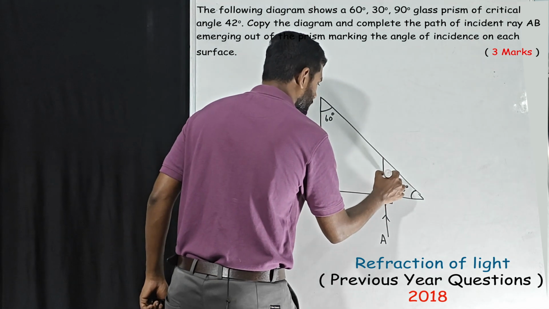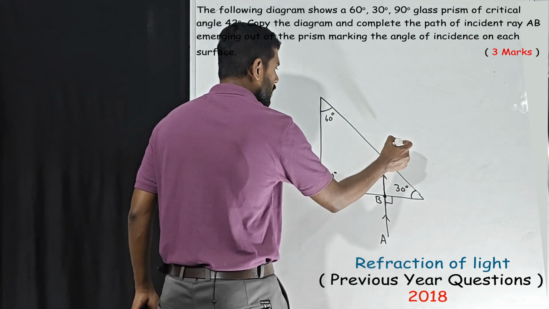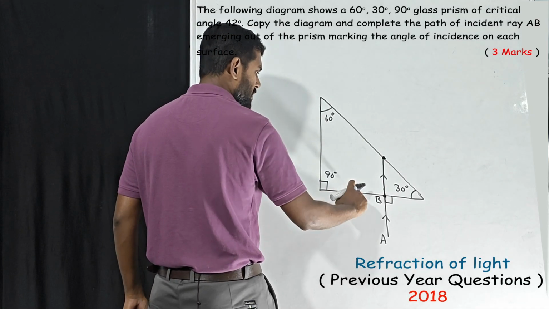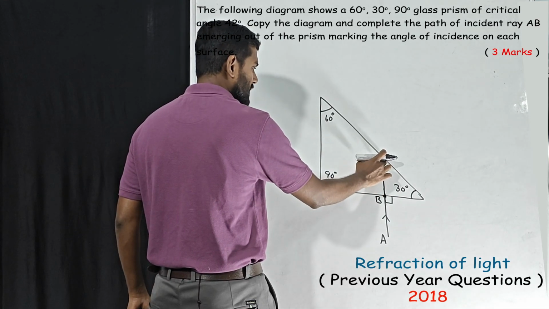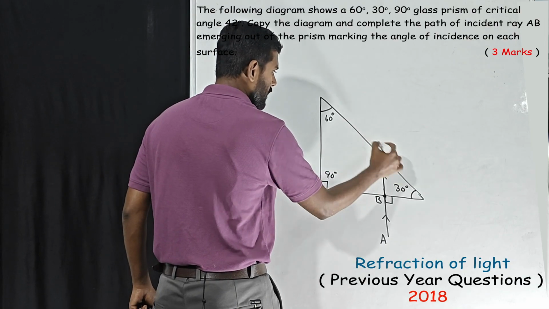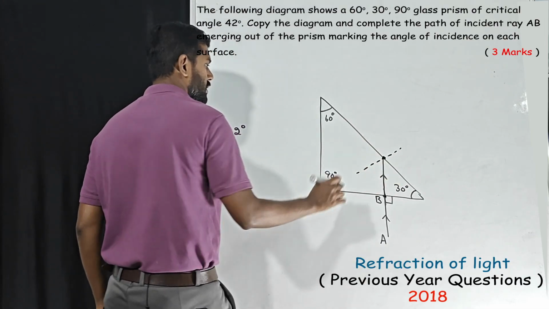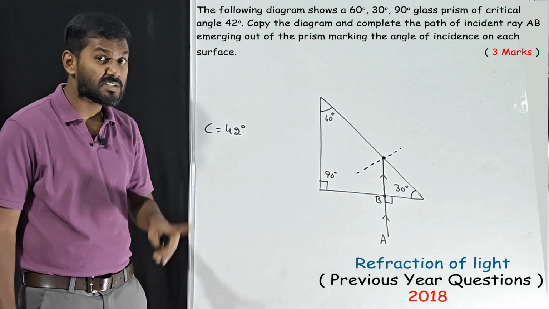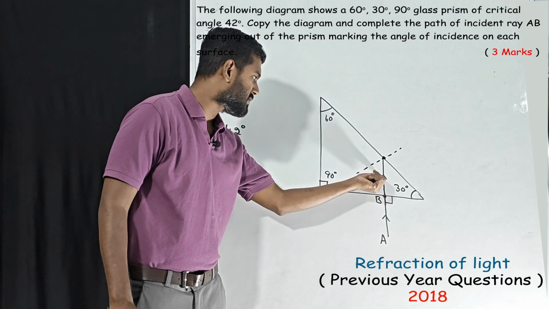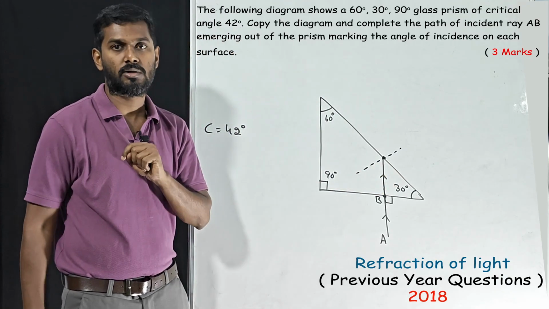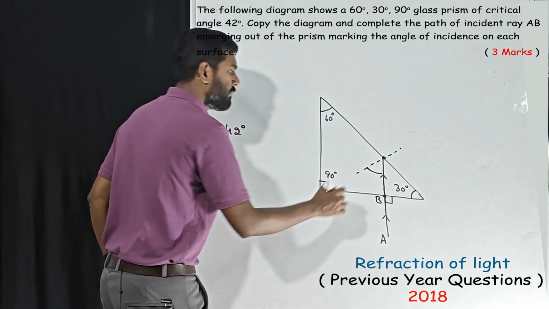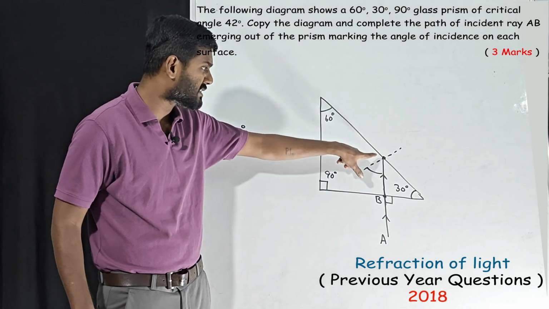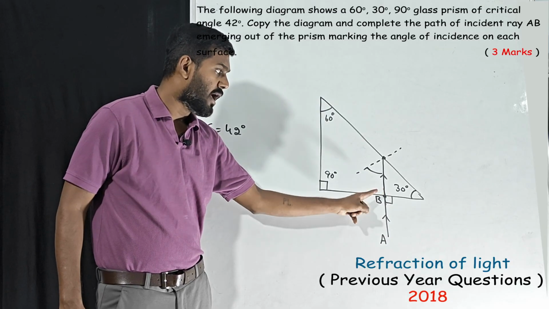This is very much important. Once it hits here, you have to keep the protractor. Wherever it touches the surface, we keep a protractor. Now again it is touching the surface, you keep the protractor and draw the normal. Now which angle do we want, that is important. We have two angles, this one and this one. We want this angle. Why? Because this is the angle of incidence at this surface.